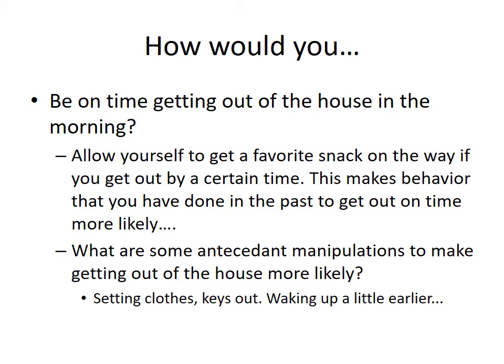Here, allowing ourselves to get a favorite snack. If that creates in us a more likelihood to engage in behaviors to get us out of the house on time, we would say that getting a snack creates an establishing or motivating operation. So I want to say that again. If we start to engage in the behaviors that get us out of the house on time in an increased fashion because we're allowing ourselves to get a favorite snack on the way, allowing ourselves to get a favorite snack is operating as a motivating operation.